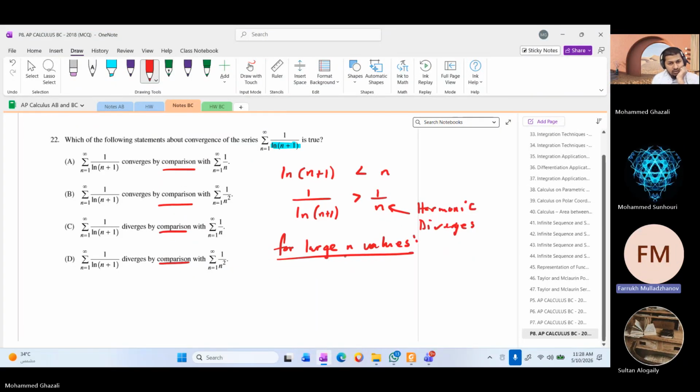At p equal to 1, yes. So what are you comparing it with? You're comparing it with 1 over n. So it diverges, it can't be converges.